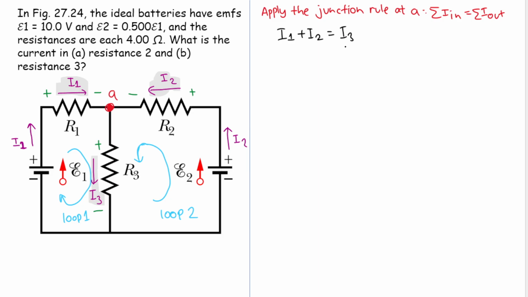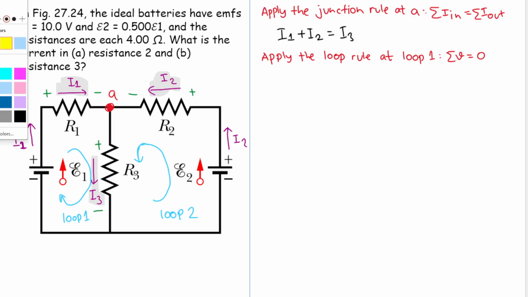Good. Now what we can do is apply the loop rule to loop 1 and also loop 2. Let's do loop 1 first. Apply the loop rule at loop 1. What does the loop rule say? The loop rule says that the sum of the voltages in a loop will equal 0. However, for the voltage, we have to be very careful about the sign.